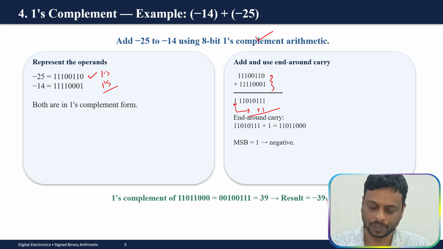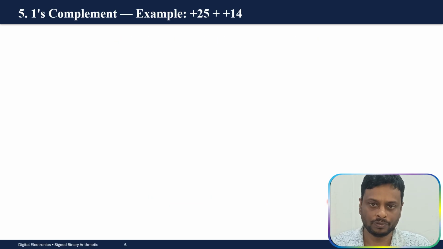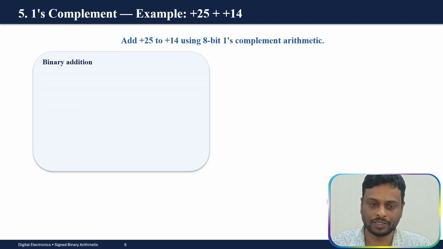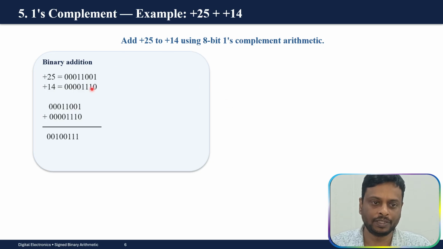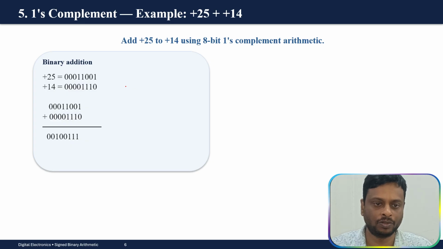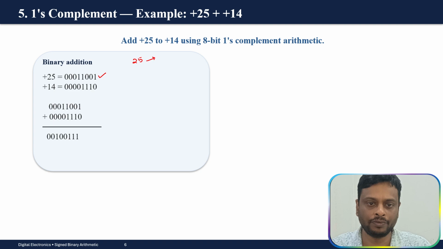Then the last one: both are positive numbers, which is very easy. First find out what 25 is, then what 14 is. You don't need the 1's complement, because the numbers are positive. Just convert 25 into binary form, which will be 11001.